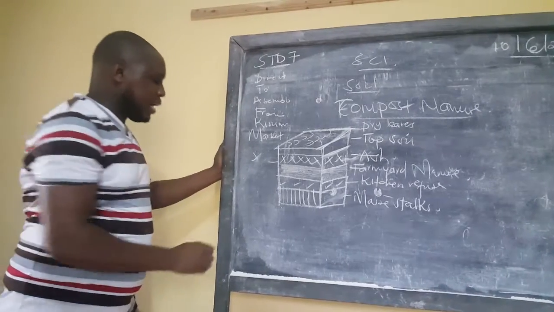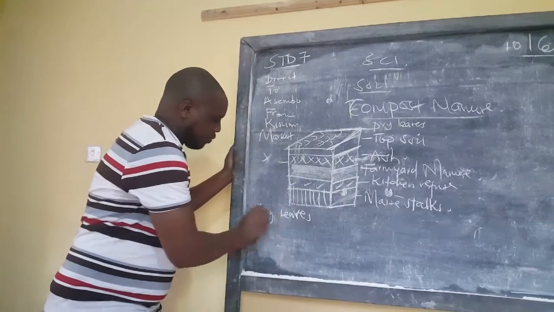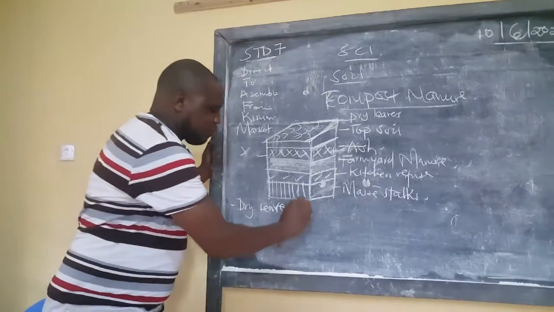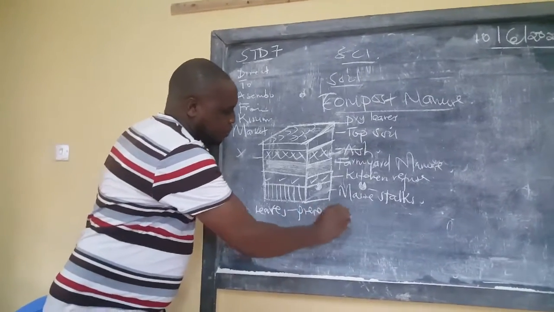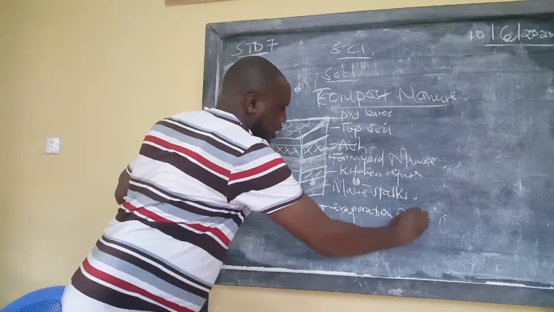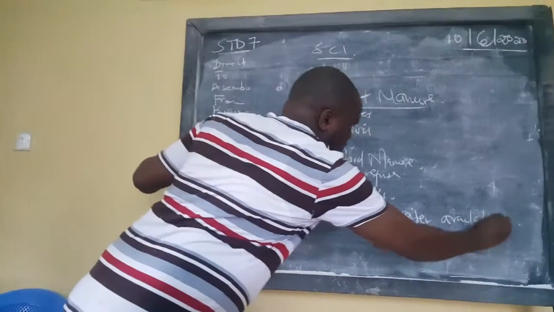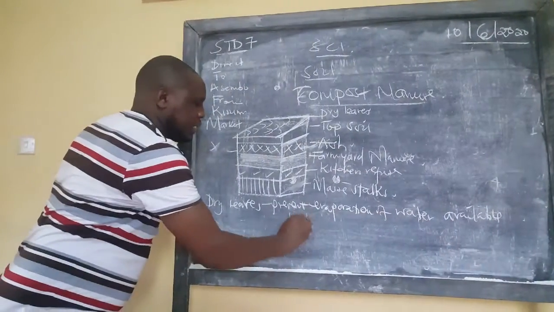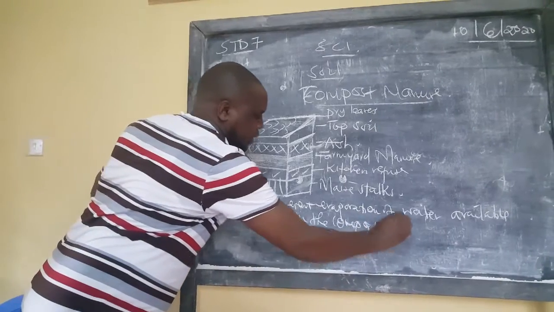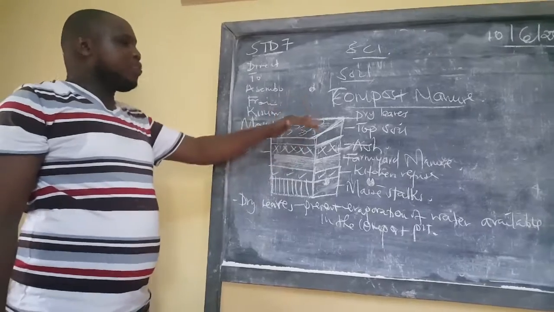We begin from dry leaves. What's the importance of dry leaves? Begin from there, and you're supposed to write, Lana. The dry leaves prevent evaporation of water available in the compost pit. So that is its function. The function of these dry leaves is to prevent evaporation.